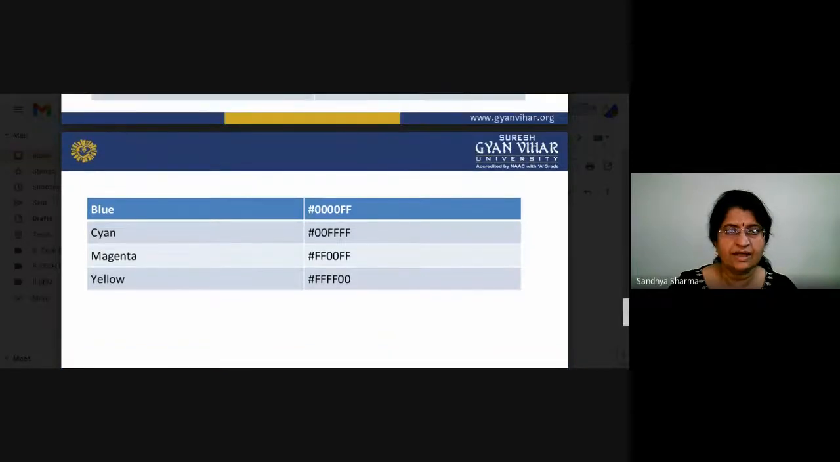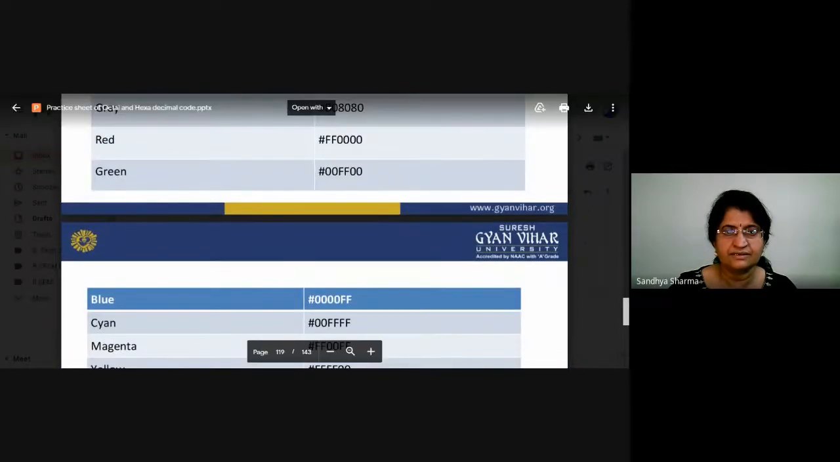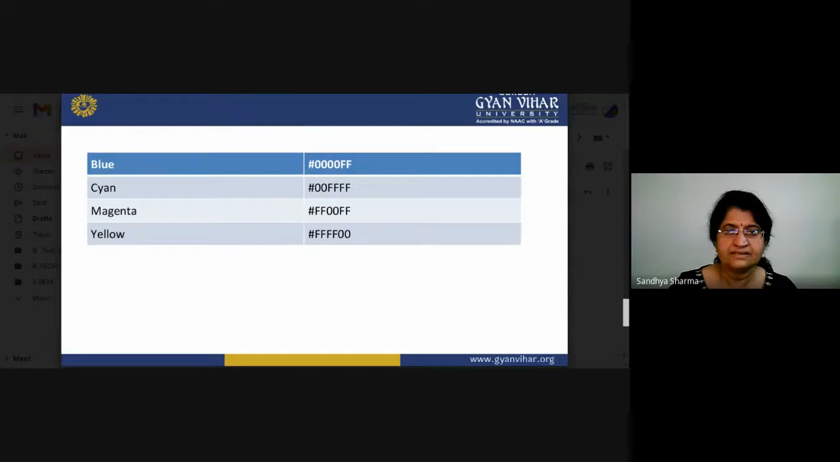Now what will happen for different colors? If you want to represent cyan, that is basically a combination of two colors, so we take the highest value: 00FFFF. If you want to represent magenta, that is basically a combination of blue and red, so we put the highest value in place of red and blue and zero in place of green. Same thing here, you can also make yellow. So these are the general basic formats of our colors and hex codes, and these hex codes can be directly applied.